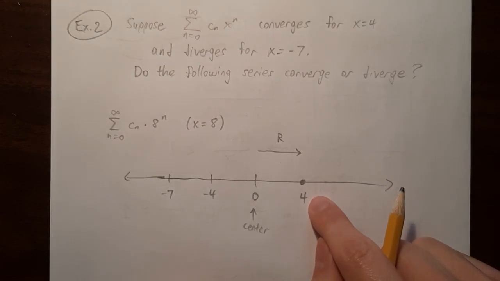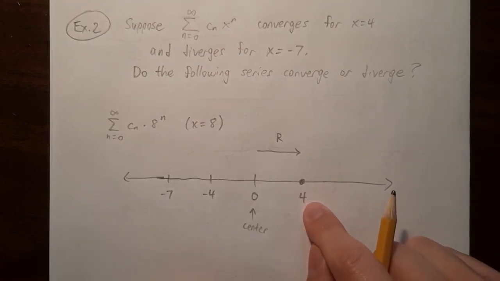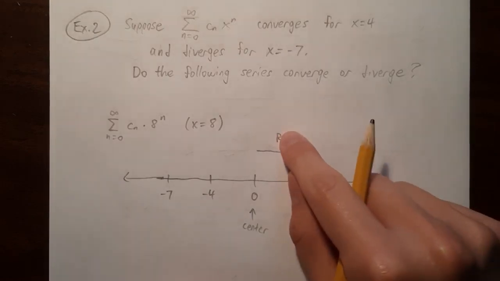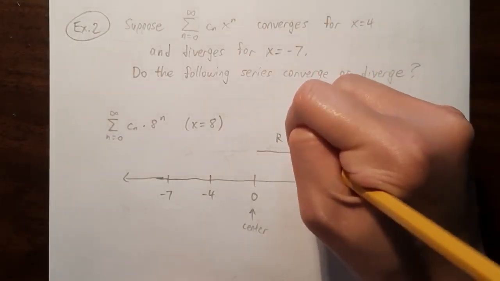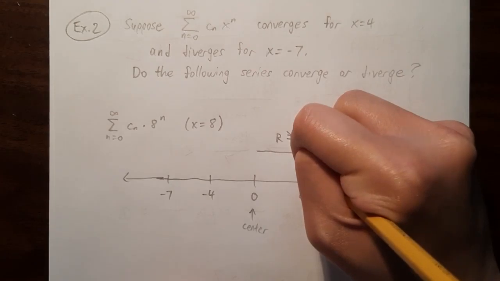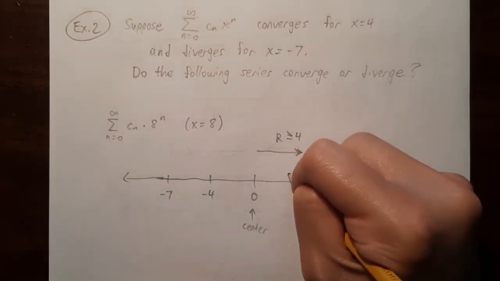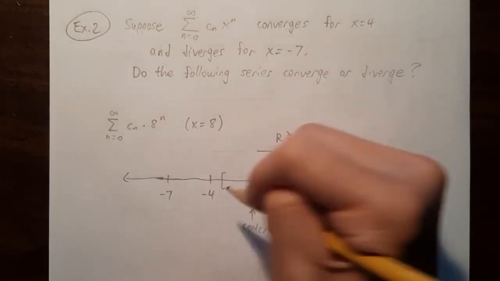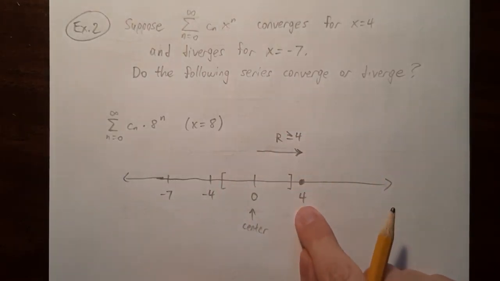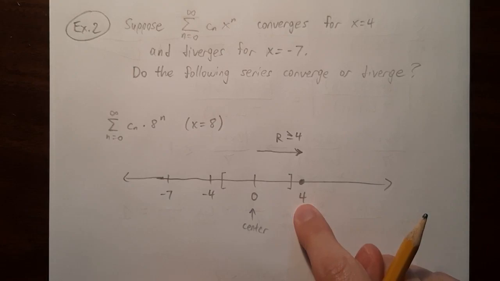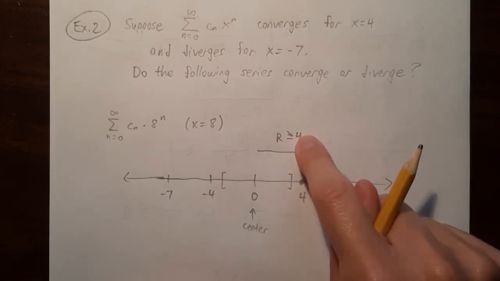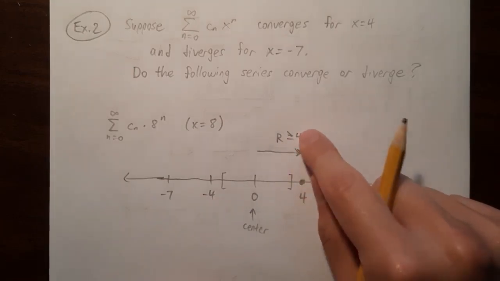Well, if we know that 4 is in the interval of convergence, then what that must mean is that the radius needs to be at least as big as 4. It certainly can't be any smaller than that, right? If the radius was any smaller, then even in the best case where we have a closed interval, it's going to exclude 4. But 4 is supposed to be convergent. So in that case, our minimum radius of convergence has to be 4.